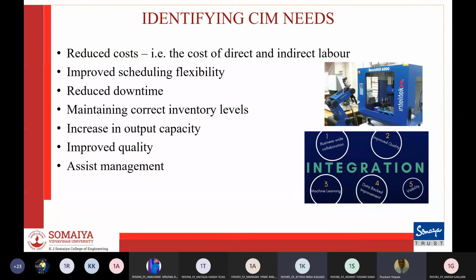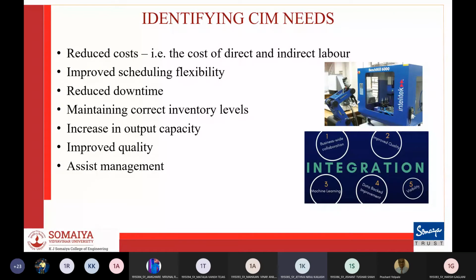Yes, so I'll be explaining about the different needs of CIM and its database requirement. So why the need of CIM system? There are various points which justify the need of a computer integrated manufacturing system, such as reduced cost. The cost of the manufactured product can be reduced by eliminating the labor, which indirectly reduces the cost, and improved scheduling flexibility. Depending upon the lot size of a product, the manufacturing process can be handled based on it, and thus a flexible schedule can be obtained.